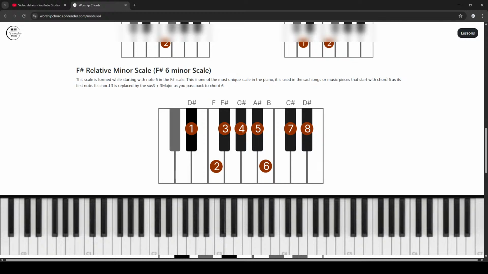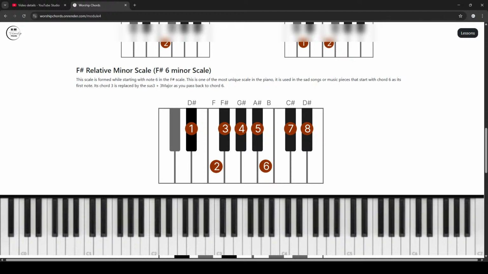Now let's look at another song. Let's look at Kadosh. Kadosh, Kadosh, Adonai, Elohim Sebaot. So that's another example of a relative minor scale.